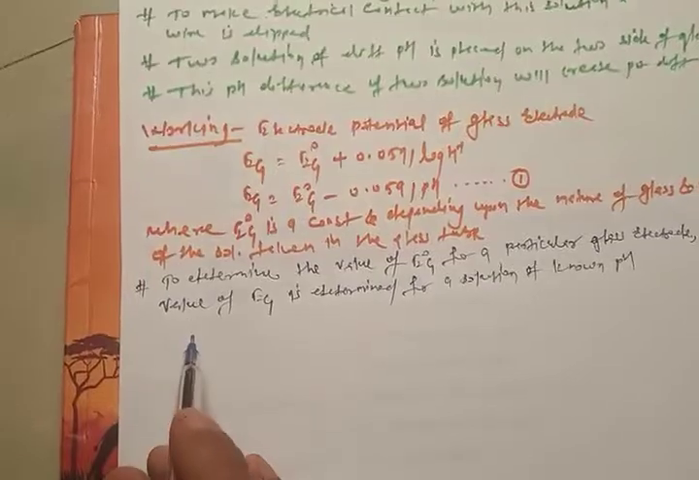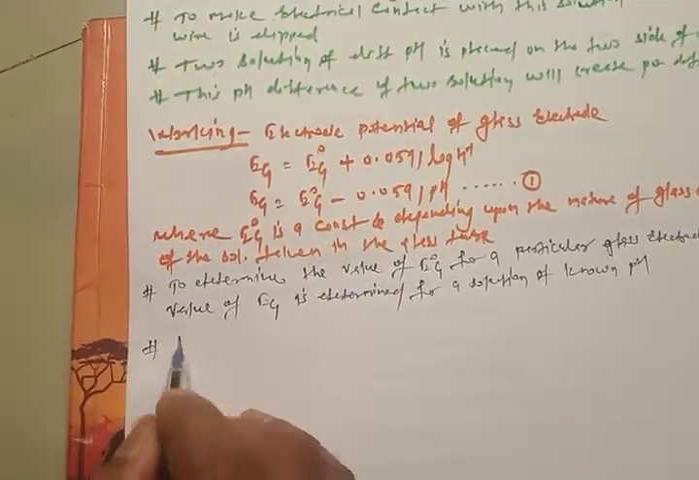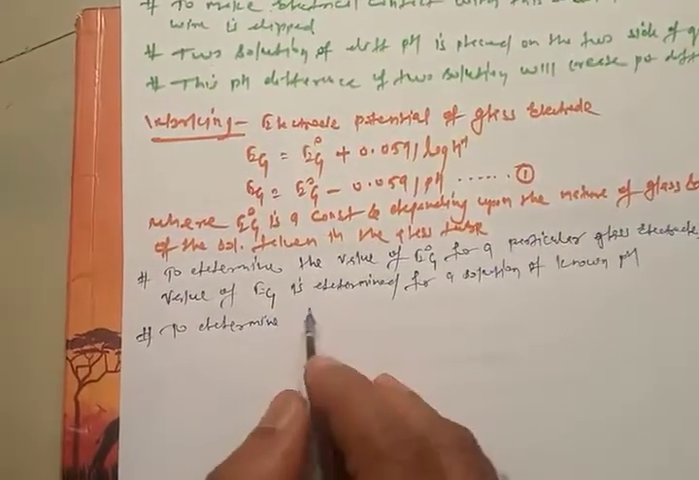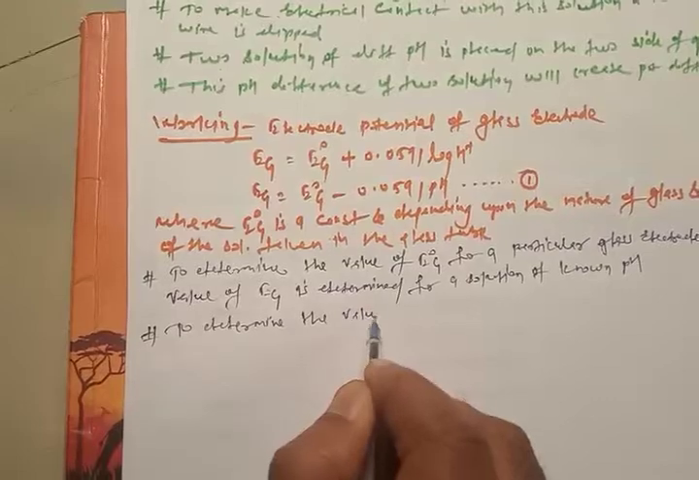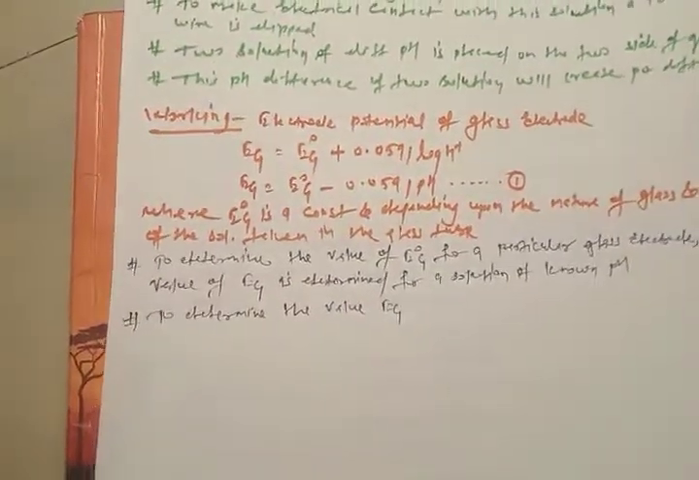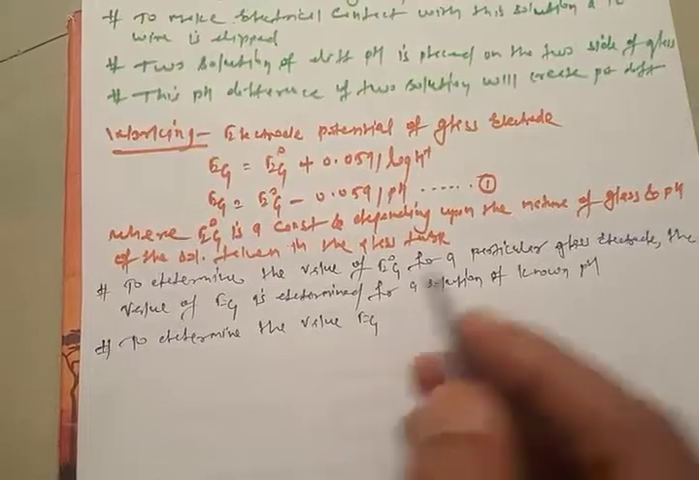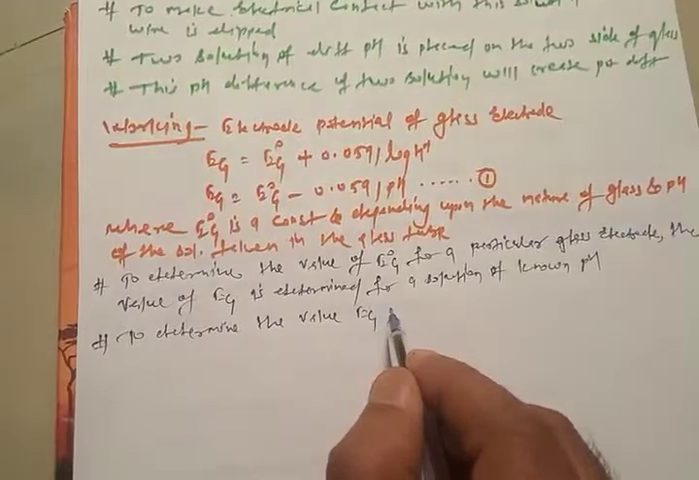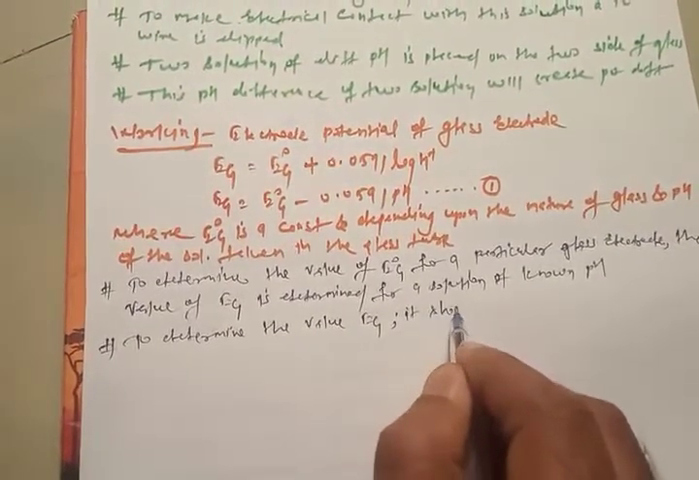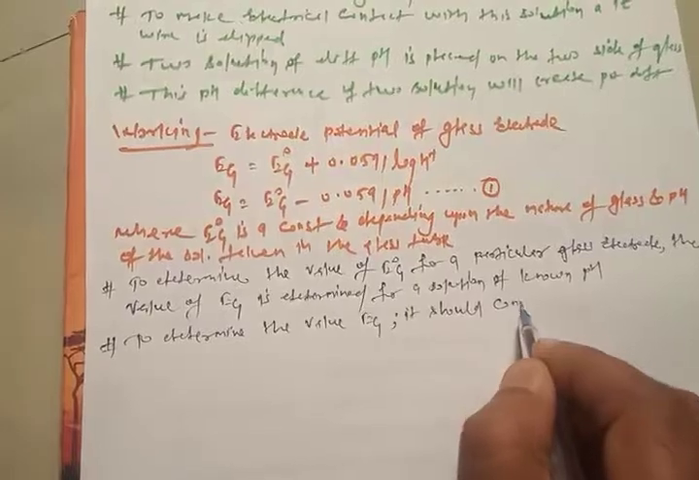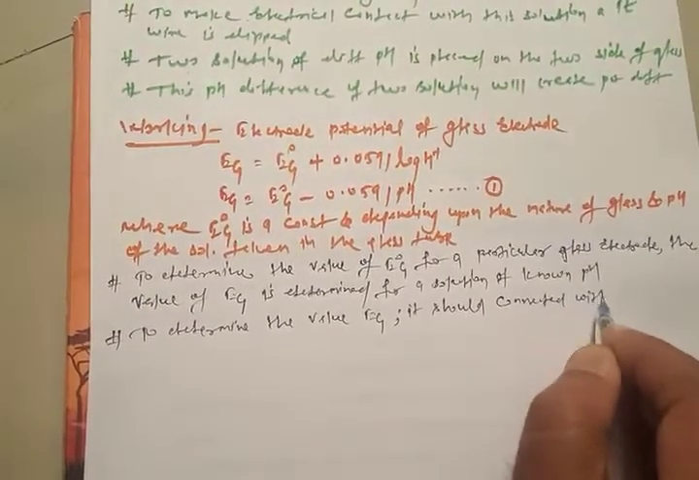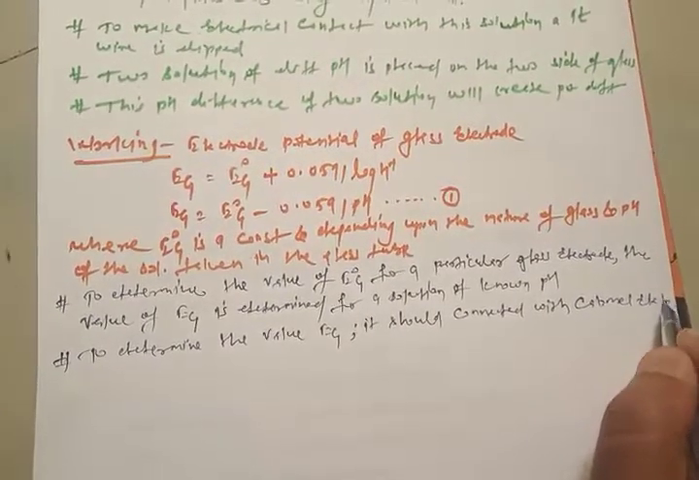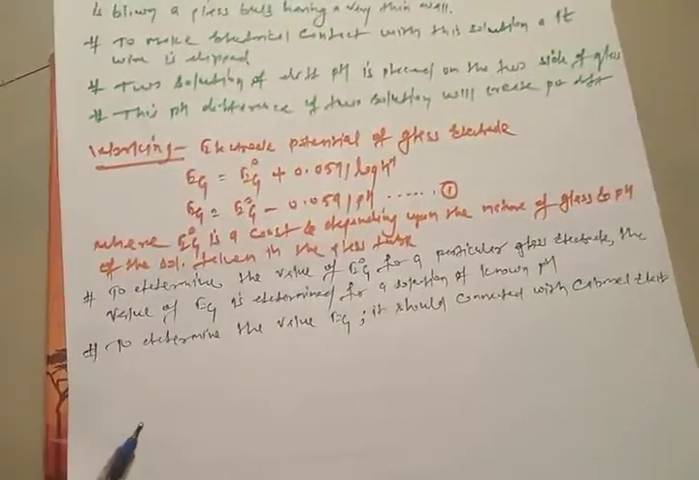So here, to determine EG, the value of EG, which means the EMF of the glass electrode, the glass electrode is connected with calomel. To determine the value of EG, it should be connected with a calomel electrode. Okay, so let's draw the cell now.